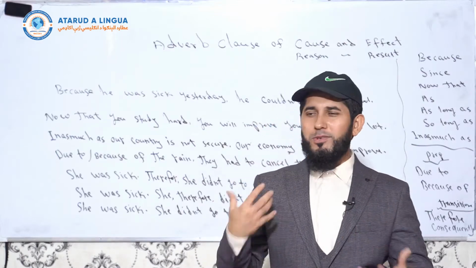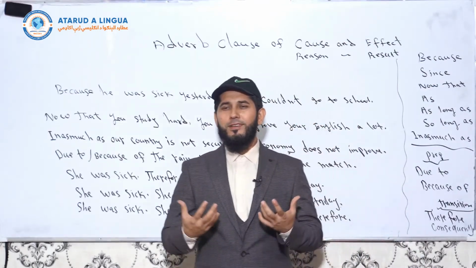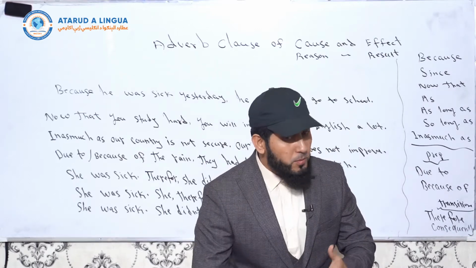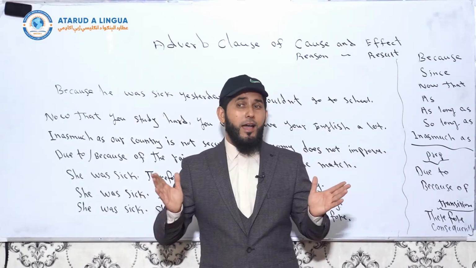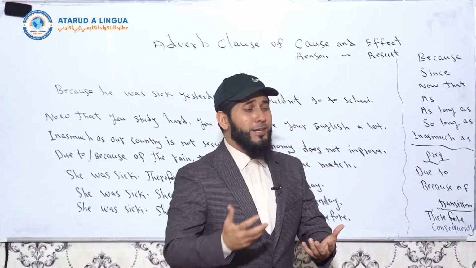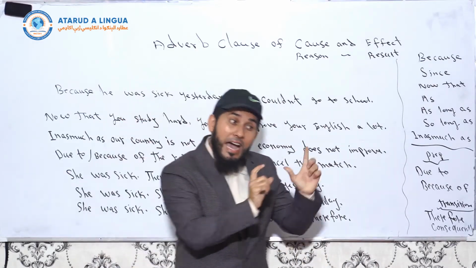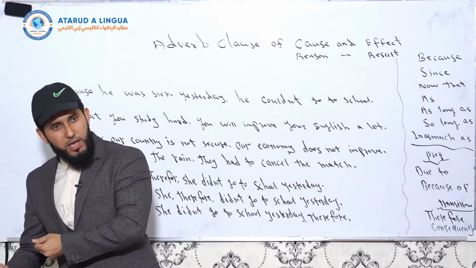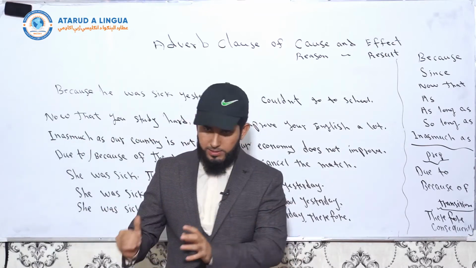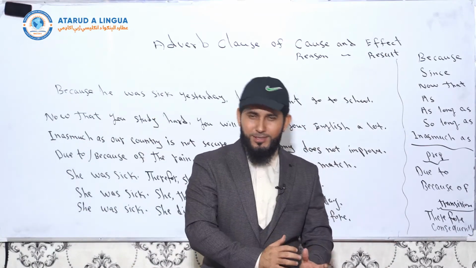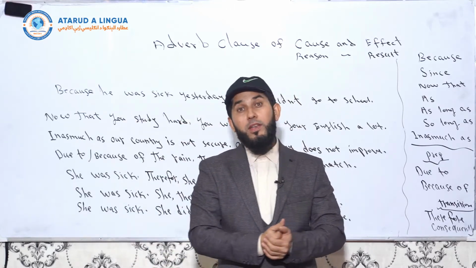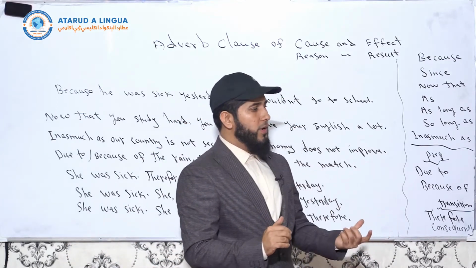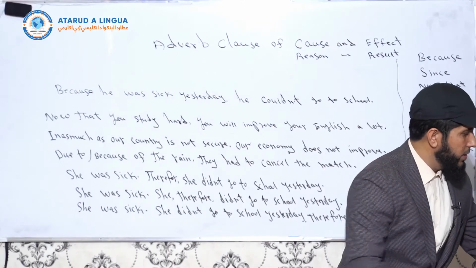Transitional words. What did you notice in these examples? Cause and effect. Why couldn't I go to Mazar-e Sharif? Because I didn't have enough money, okay? So not having enough money is the cause, and the fact that I could not go to Mazar-e Sharif is the effect. Cause and effect, or reason and result. So I did not have enough money, that was the reason. I could not go to Mazar-e Sharif, that was the result. So, adverb clause of cause and effect, or reason and result.